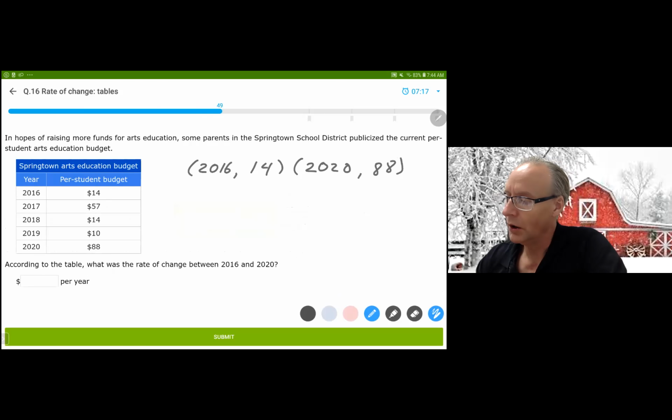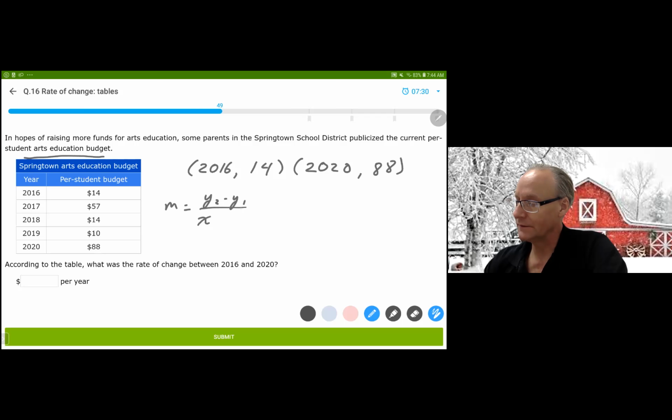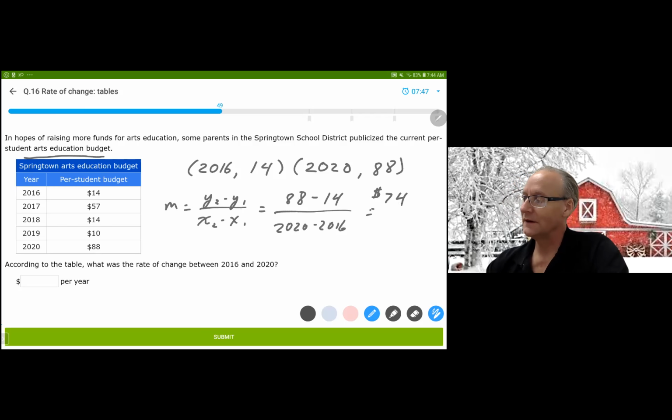Wow. Oh, art education budget. Wow. Somebody must have gotten a grant, right? So we're talking about the slope is y2 minus y1 over x2 minus x1, 88 minus 14 over 2020 minus 2016. And we're talking about $74 per student. It may be a little bit confusing because we're talking about a rate of a rate. So it's kind of the acceleration, $74 per student over a period of 4 years.